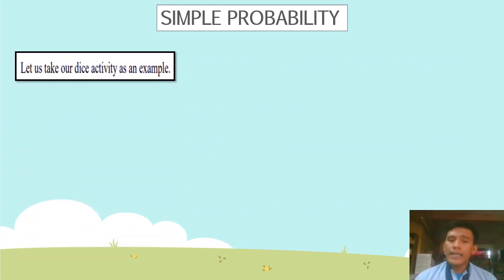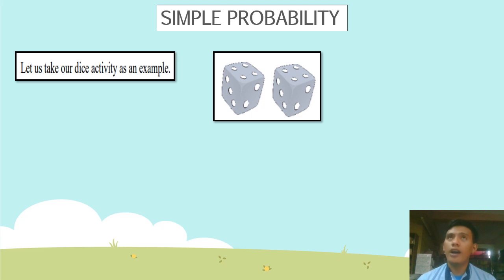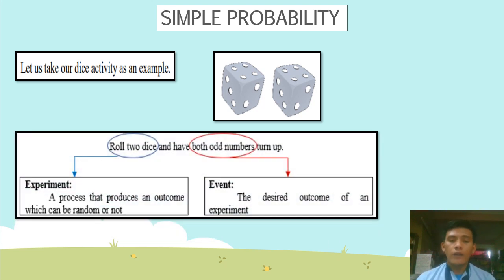Let's take our dice activity for this given example. This will be your die. There are six faces: 1, 2, 3, 4, number 5, and number 6. For example, if this is the given problem: roll two dice and have both odd numbers turn out. Rolling two dice here is the experiment, because an experiment is a process that produces an outcome which can be random or not. Both odd numbers is the event that occurred, or the desired outcome of an experiment.